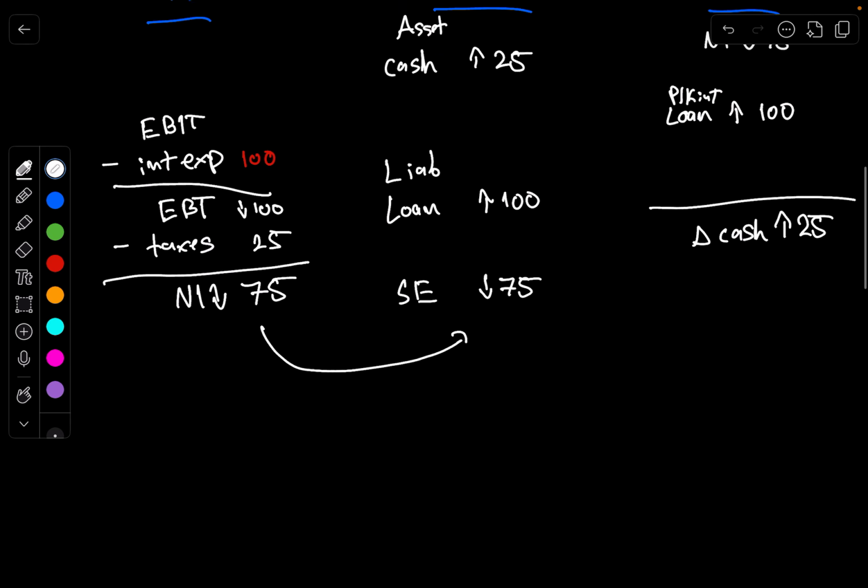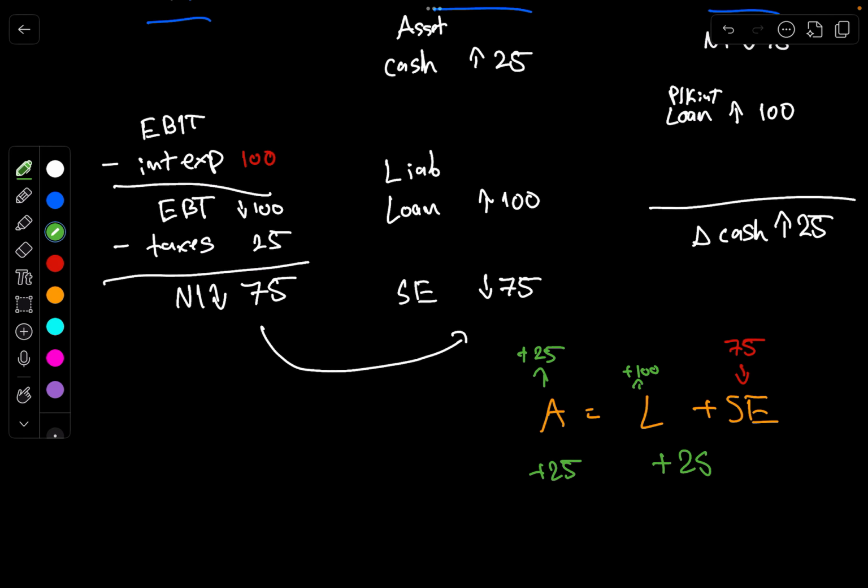So let's check our formula here. Assets equals liabilities plus shareholders' equity. We know that cash went up by 25. It's a positive 25. Our liability amount went up by 100. And our shareholders' equity went down by 75. So that shows us that both sides are up by 25 if we net those two numbers out right here. So our balance sheet balances.